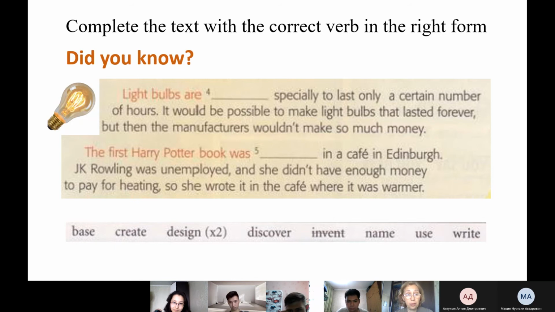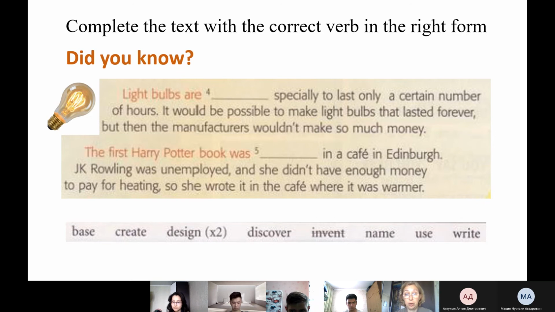Okay. So, and the next part of the story is for Anton. The first Harry Potter book was written in a cafe in Edinburgh. J.K. Rowling was unemployed and she didn't have enough money to pay for heating. So she wrote it in the cafe where it was warmer. Yes, was written, you're right.